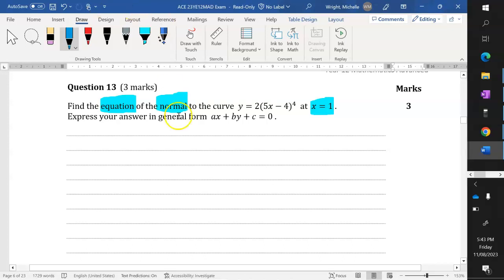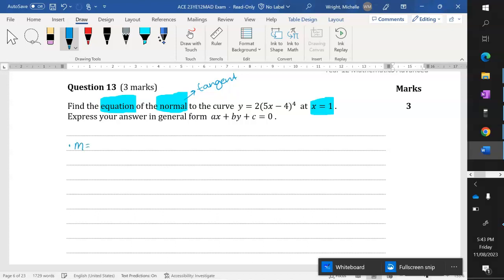So equation of the normal. To find the equation of the normal, we need to deal with the tangent first. And then once we've dealt with the tangent, we can look at the normal. So how do we find the gradient of the tangent? That is m, that is dy dx, or y dash. How do we find y dash? Let's differentiate our y up here using the chain rule.